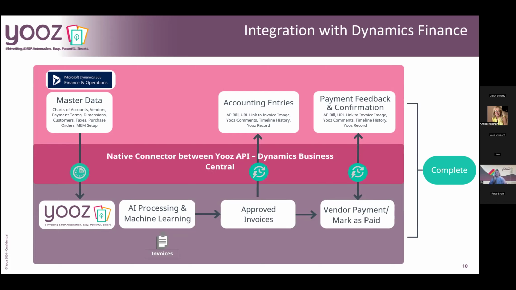Inside of that same entry, we will also populate the URL that will take you back to that record in Yooz. If you are utilizing payments in Yooz, we will send in the payment reference information that will mark that same AP bill as paid with all of the correct payment date, payment type, amount, etc. We do have the ability to send payment reference feedback information as well. If you are making your payments from Dynamics Finance, we can send that information back into Yooz, so everything will be a one-to-one match, and that will complete the process there from finance into Yooz.